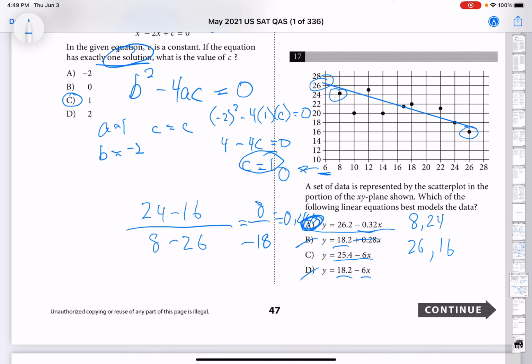So for number 17, the answer should be A. The y-intercept kind of fits, and the slope is definitely a fraction. It's not going to be a whole number like -6.